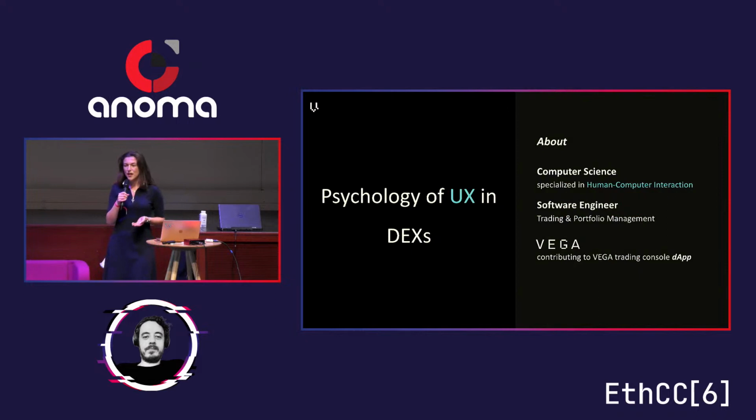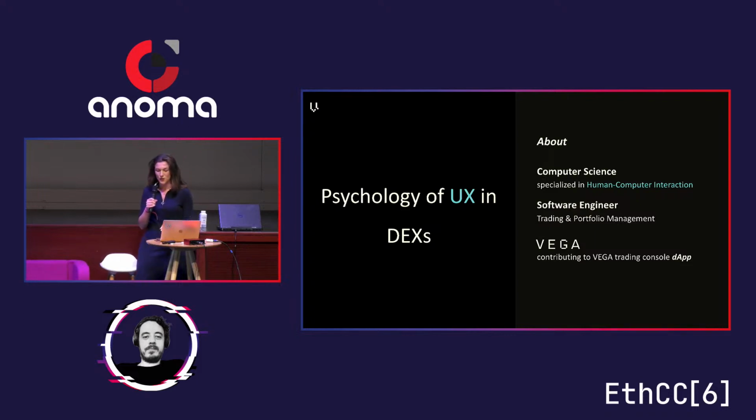I would like to introduce myself. My background is in computer science, but I specialize in human-computer interaction. I have worked as a software engineer on trading and portfolio management applications, but in traditional finance with BlackRock, mostly working on commercial UX and UIs for institutions. And then I shifted towards a more decentralized scope. Since last year, I started contributing to a decentralized application, which is a trading console. All the code is open source. This dApp runs on the Vega blockchain, which is a blockchain built specifically for derivatives, which also allows for permissionless market creation.